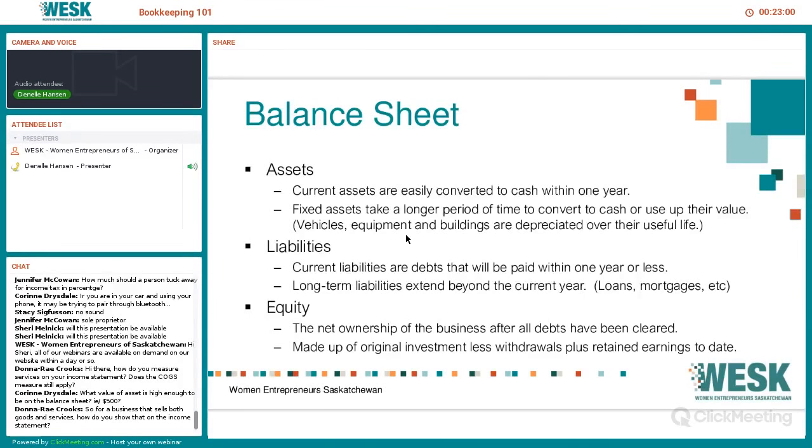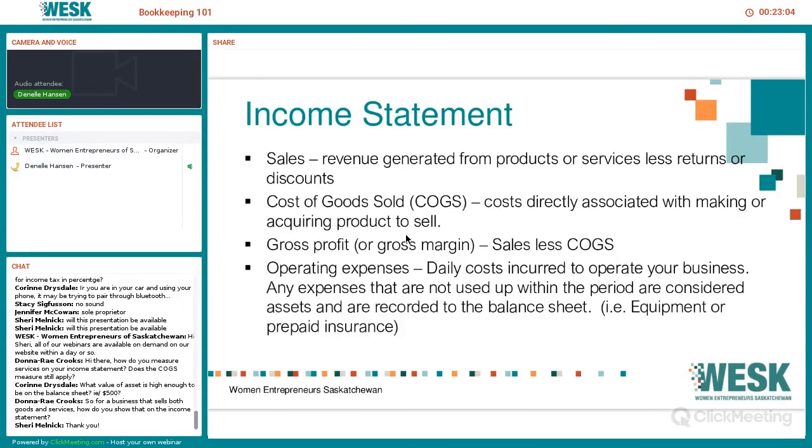If you have a business that sells, I'm going to go back a slide here just so you can see. If you're selling both goods and services, you are going to have both lines of sales, and then you'll have your cost of goods sold. Just make sure you distinguish which revenue you have: product sales, and then your service sales.